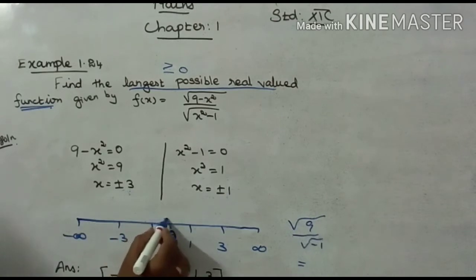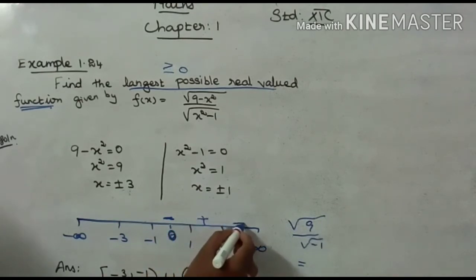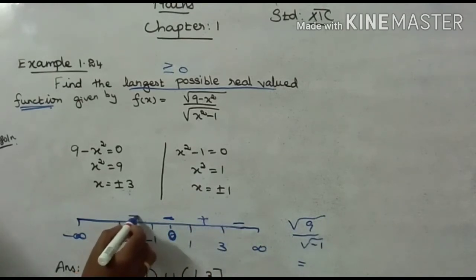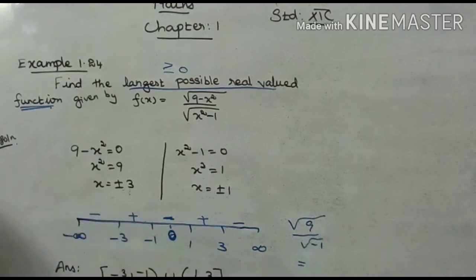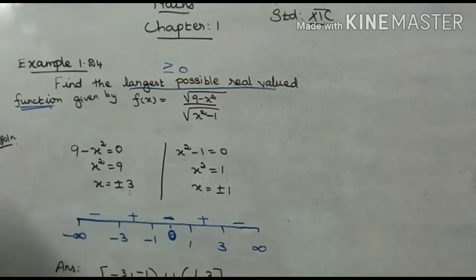So this interval is negative. The next intervals alternately get the sign, so positive here, negative, and before this also positive and negative. The positive ones are the real valued function, and that is the largest possible real valued domain. So the largest possible real valued domain is the intervals minus 3 to minus 1 and 1 to 3.